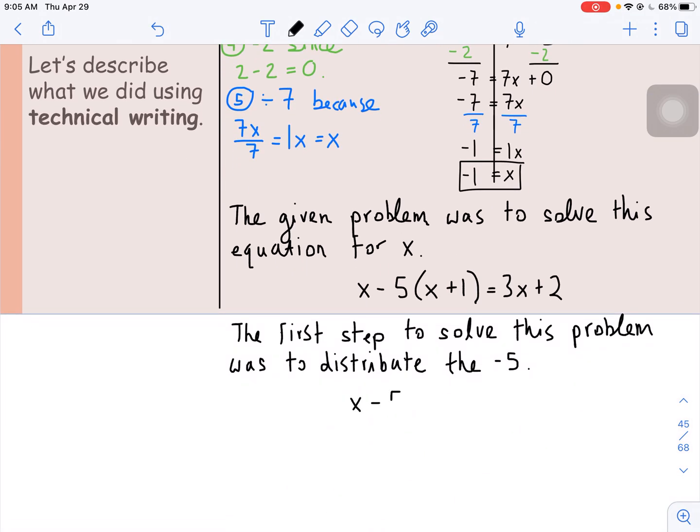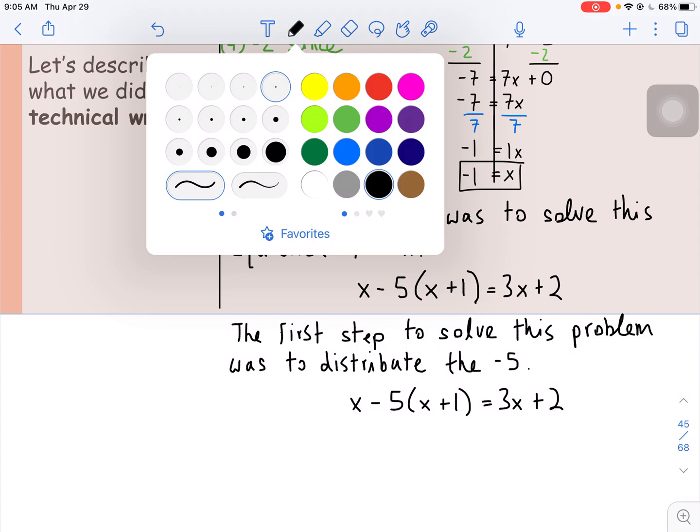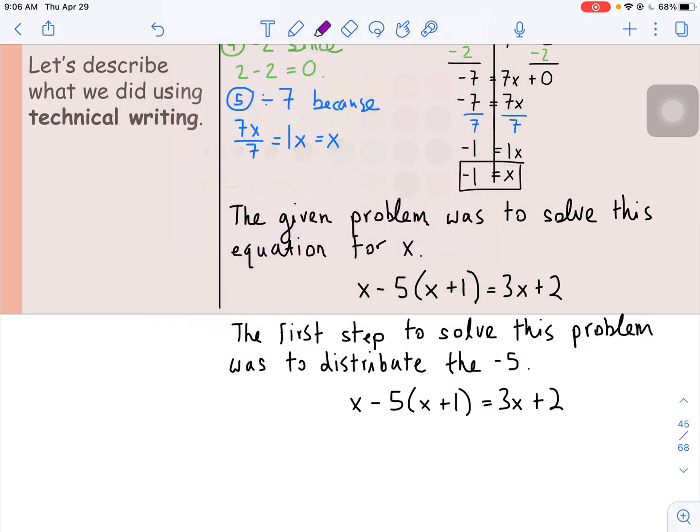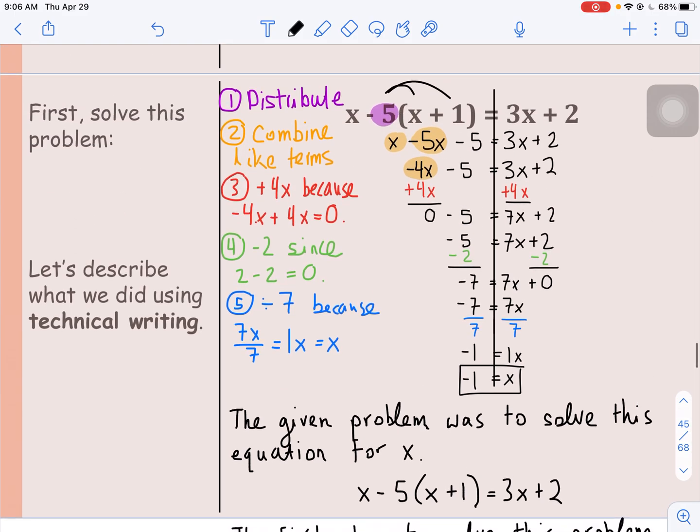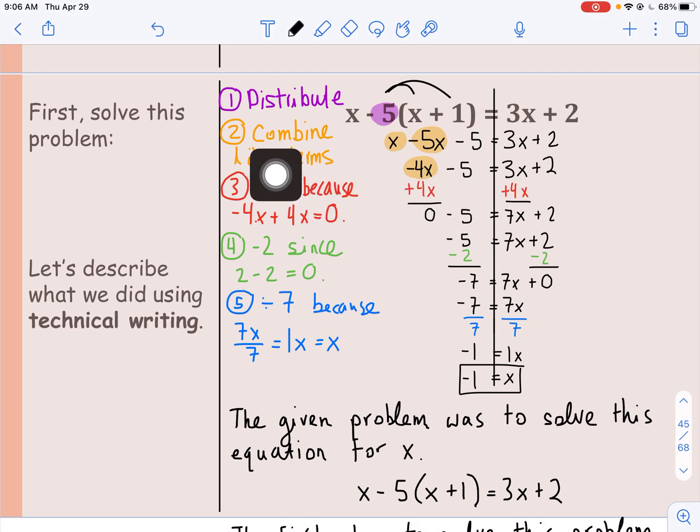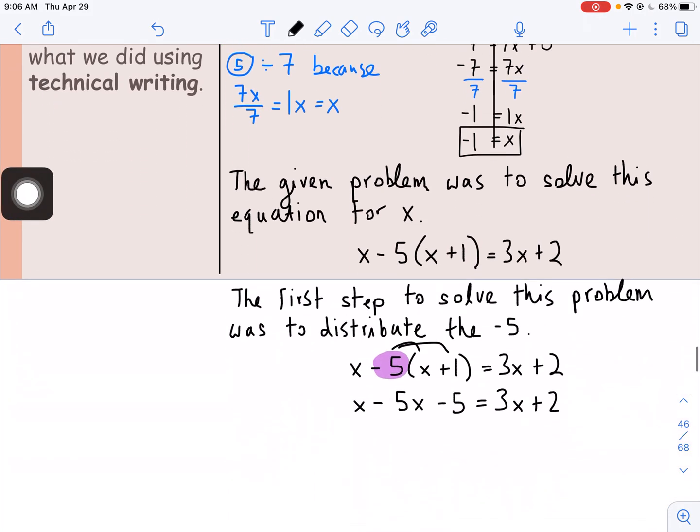Okay, now I'm going to show what that step looks like. So here we have our problem again. I'm going to take this -5 and distribute it. We'll get x minus 5x minus 5 equals 3x plus 2. Okay? The next step was to combine like terms.